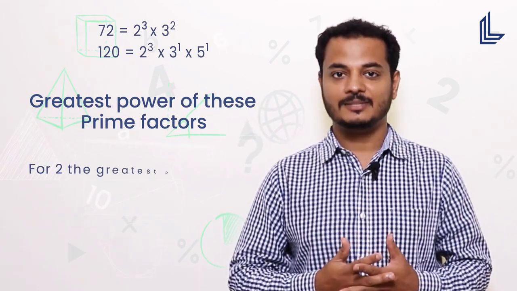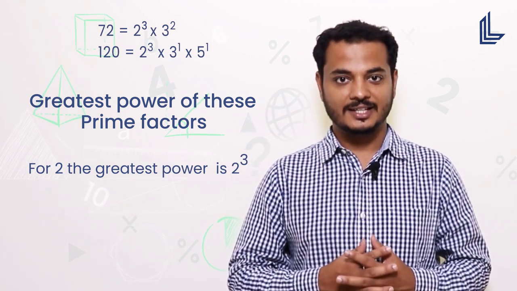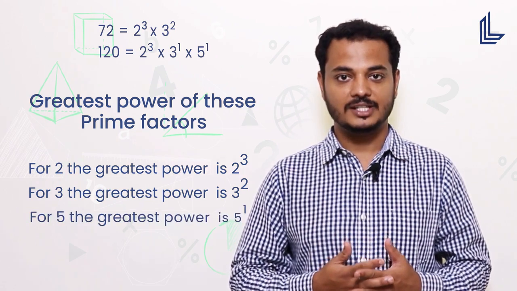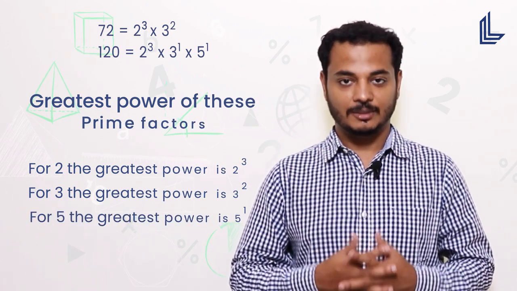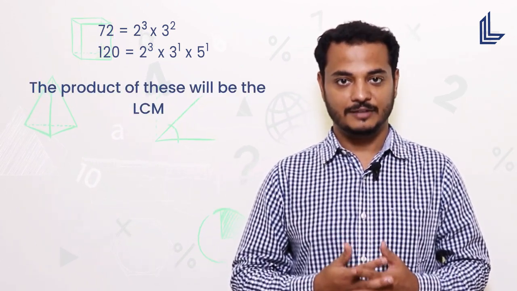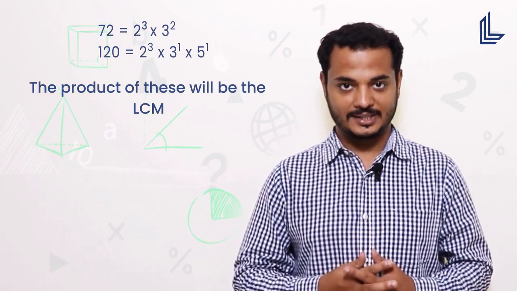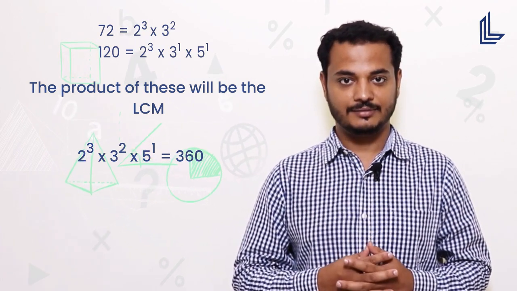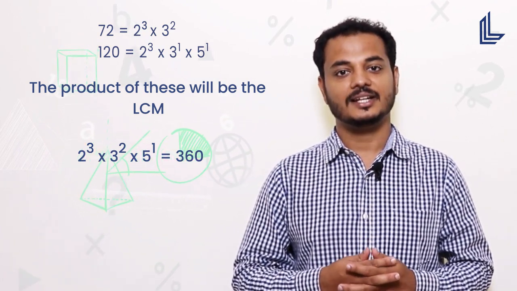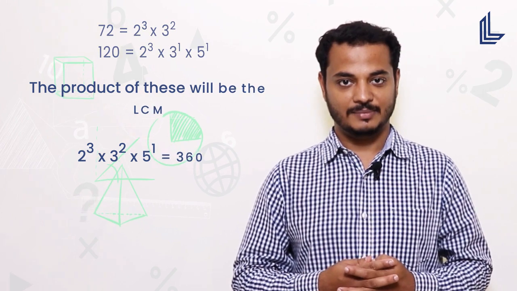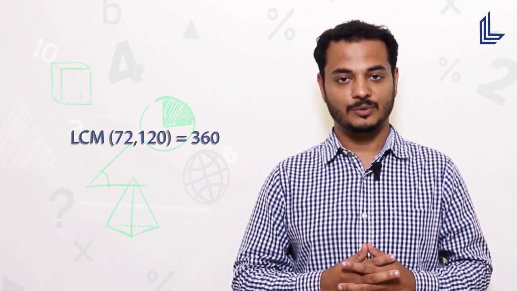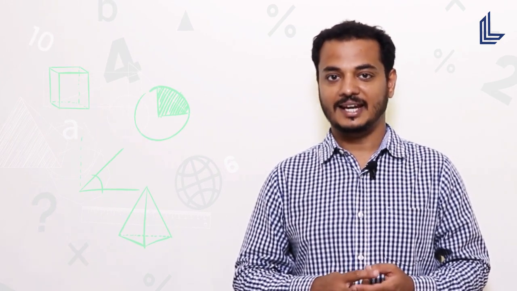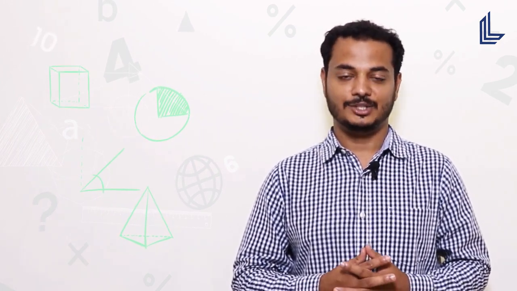For 2, the greatest power is 2 cube. For 3, the greatest power is 3 square. And for 5, the greatest power is 5 power 1. The product of all these will give you the LCM. And what is that? So 2 cube into 3 square into 5 will give you the result as 360. This means the LCM of 72 and 120 is 360. So that's how you find the LCM and HCF of any two numbers.